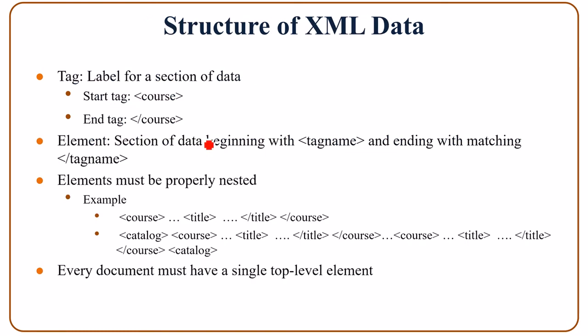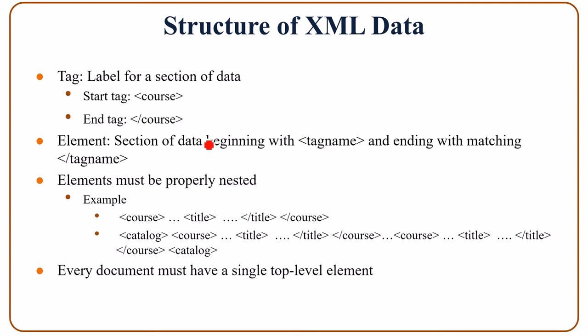Now let's talk more about the structure of XML data. We have talked about tags. A tag may be a start tag or an end tag. An element is the section of data beginning with a start tag and ending with the matching end tag. Elements must be properly nested.